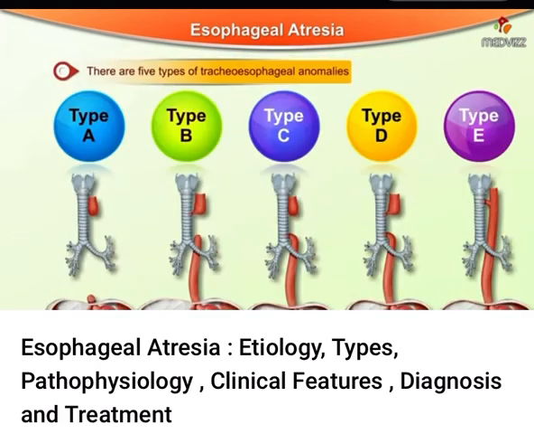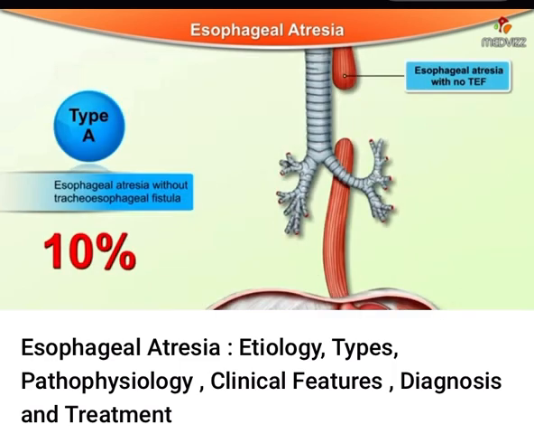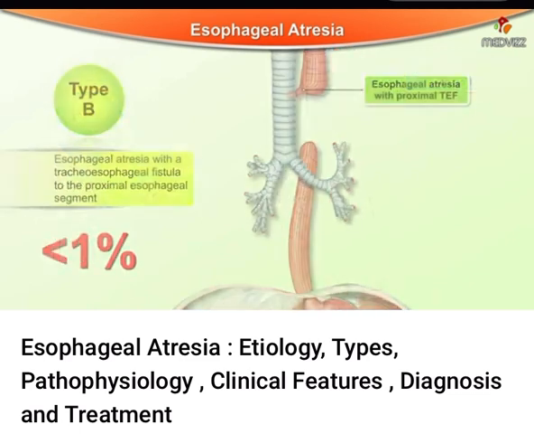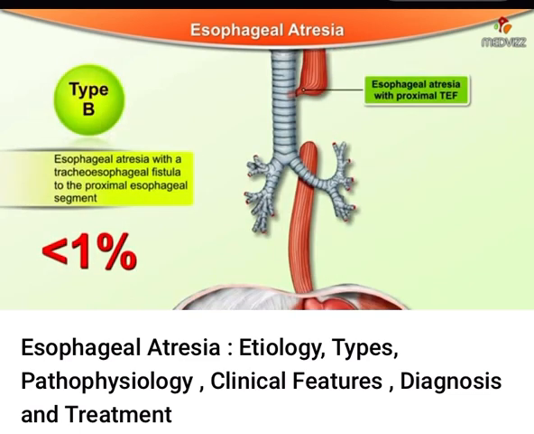There are a number of types of tracheoesophageal anomalies, but the 5 most common ones are classified as type A, type B, type C, D, and E. Type A is where there is esophageal atresia without tracheoesophageal fistula. Type B is when esophageal atresia is present with a tracheoesophageal fistula to the proximal esophageal segment.